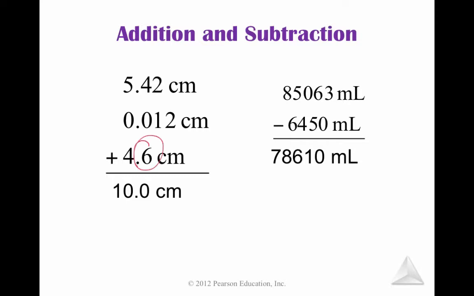Okay, notice here you only have one decimal, so you go to the least number of decimals. Looking at the second example, we don't have any decimals, so we just give our answer with no decimal places.